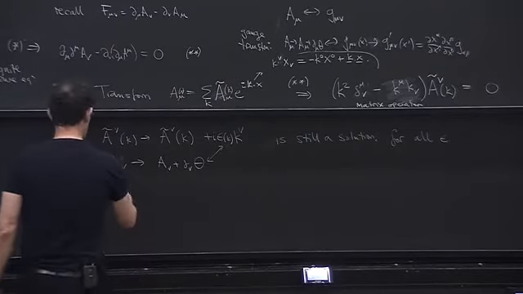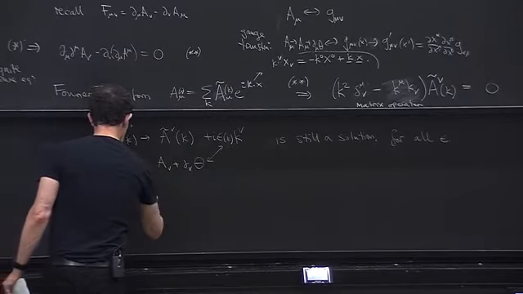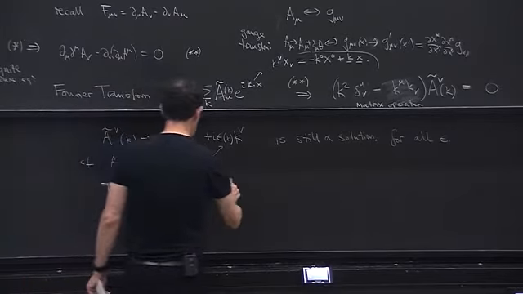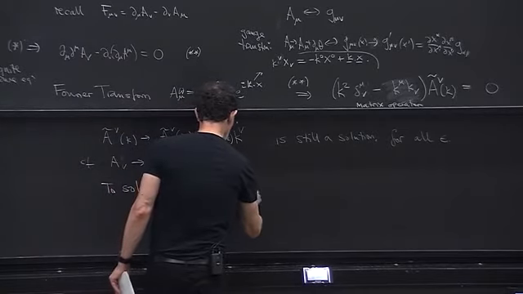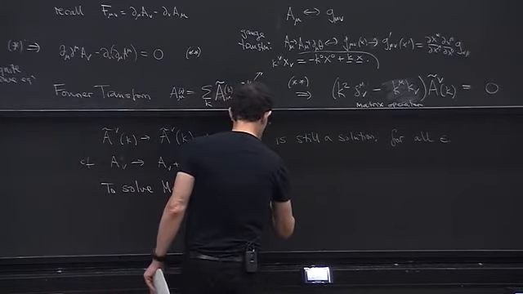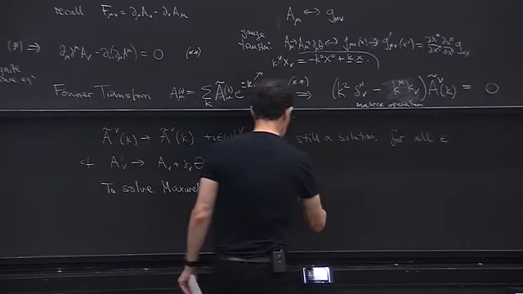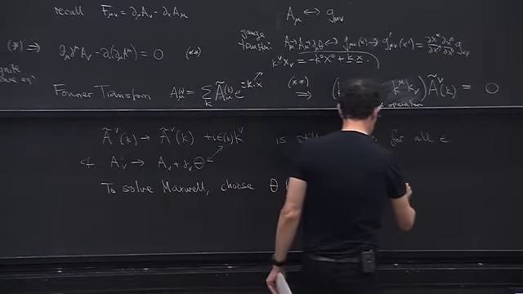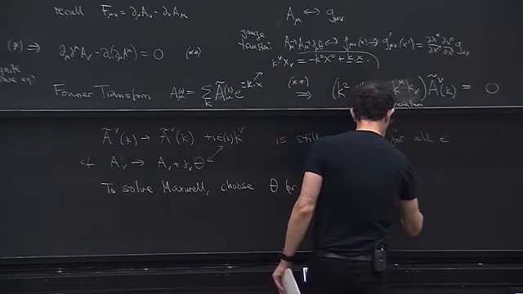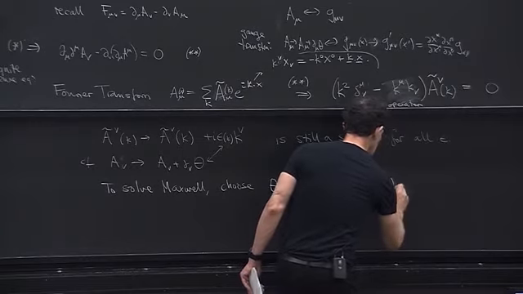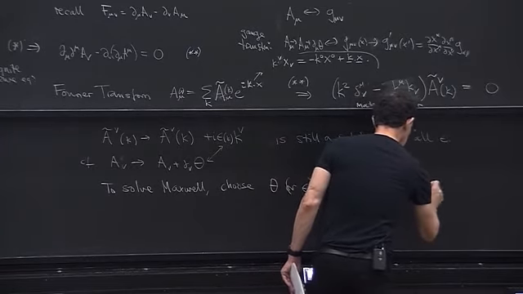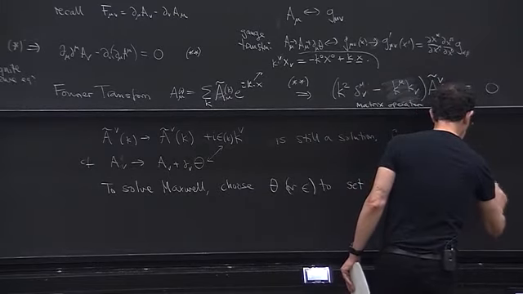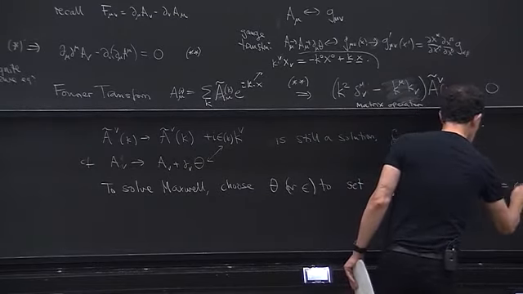So to solve the Maxwell equations, we can choose epsilon, choose theta or epsilon, to set k nu a, to set d mu a mu equals 0, which is the same as k mu a mu twiddle equals 0.